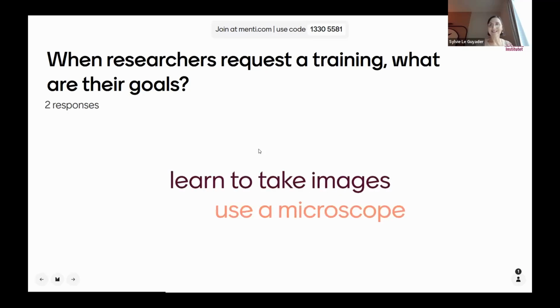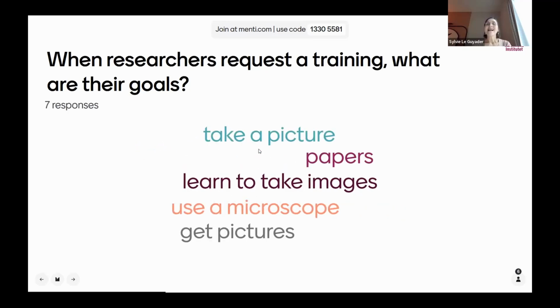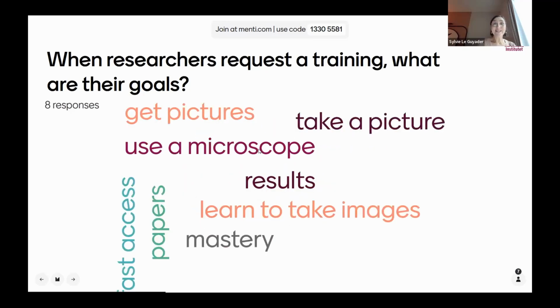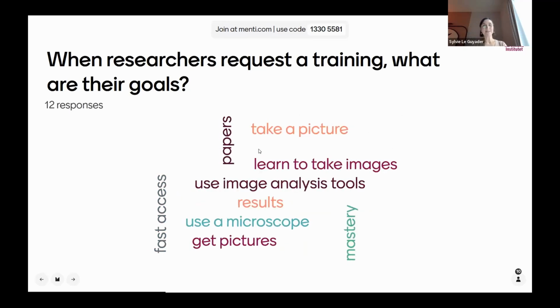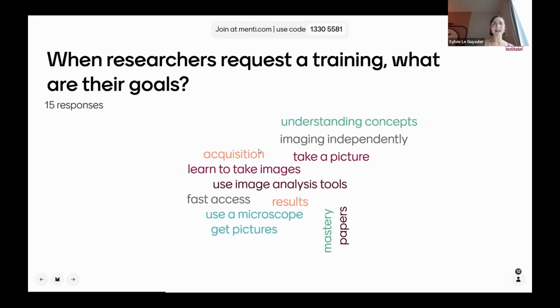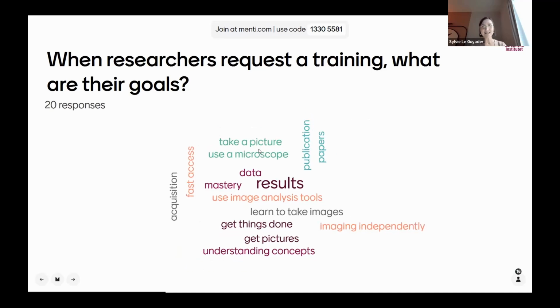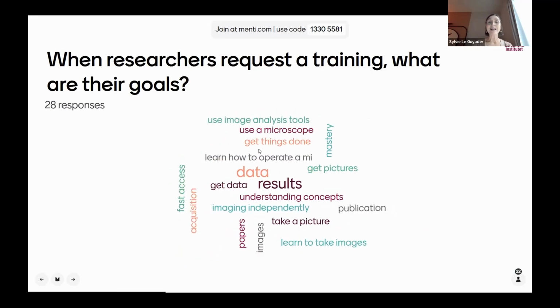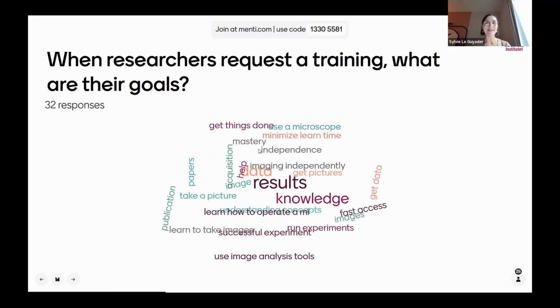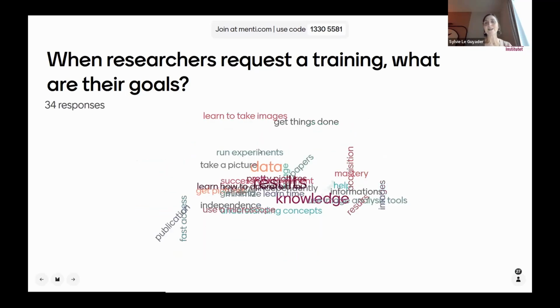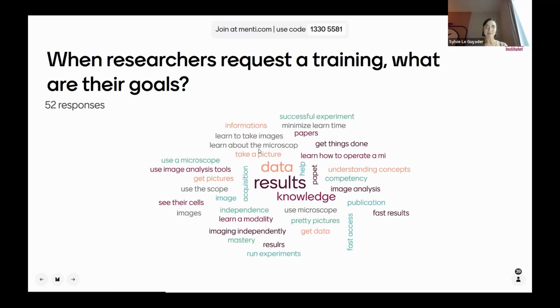Great, I get answers straight away. So this is very nice. I'm checking the time at the same time. So they want to take a picture. They want to get pictures. They want to use the microscope. Oh, they want to master things. Maybe they want fast access. Okay, they want to get things done. Oh, I know that one. That hurts, really. Minimize the learning time. Oh, thank you very much.